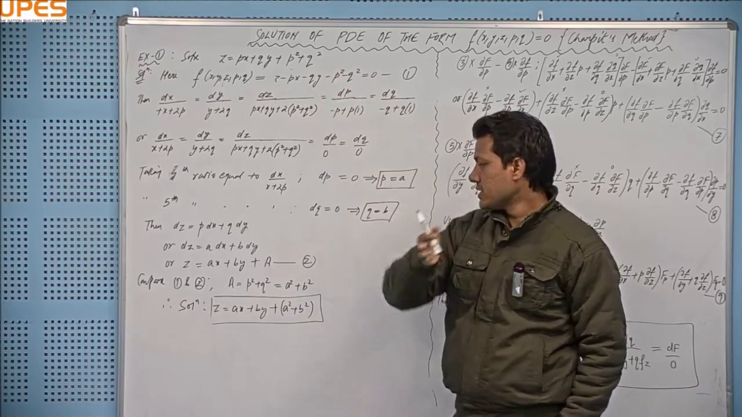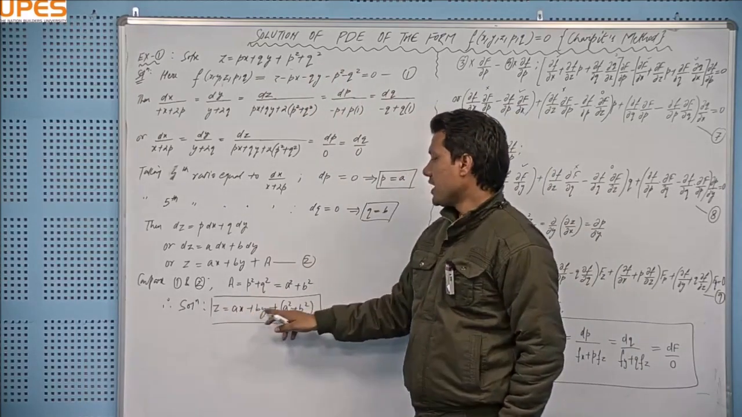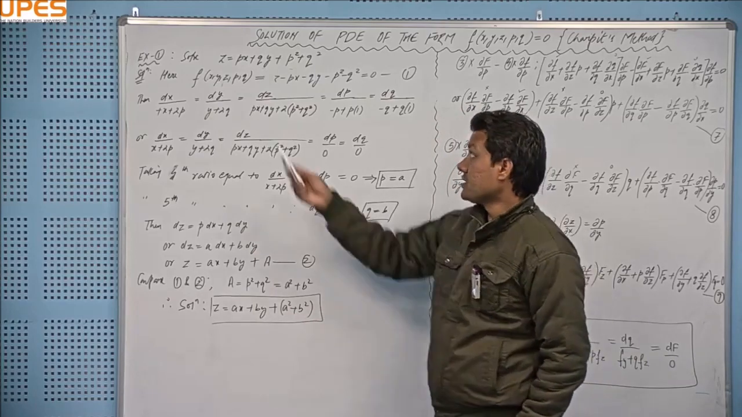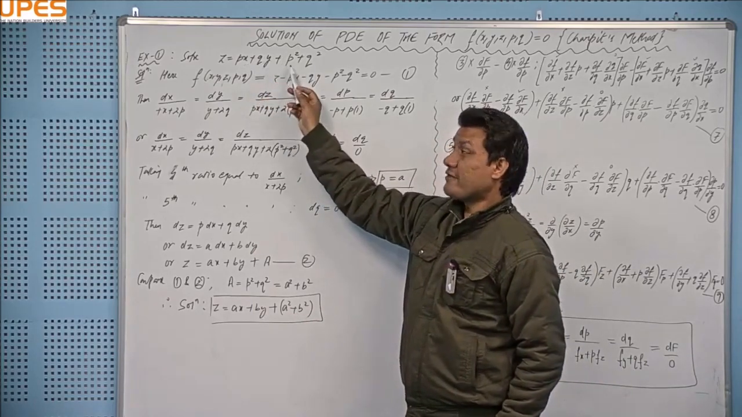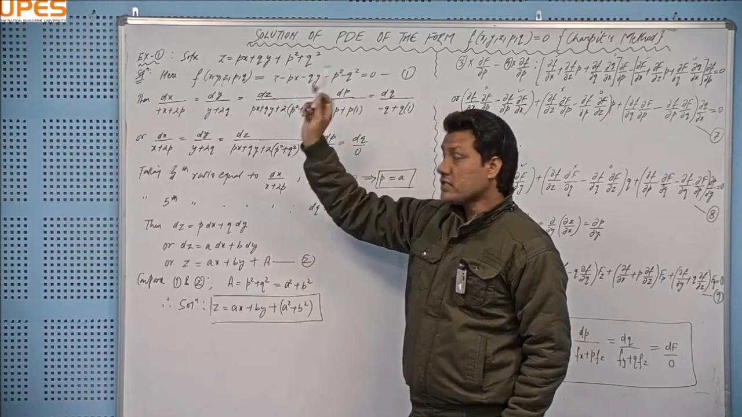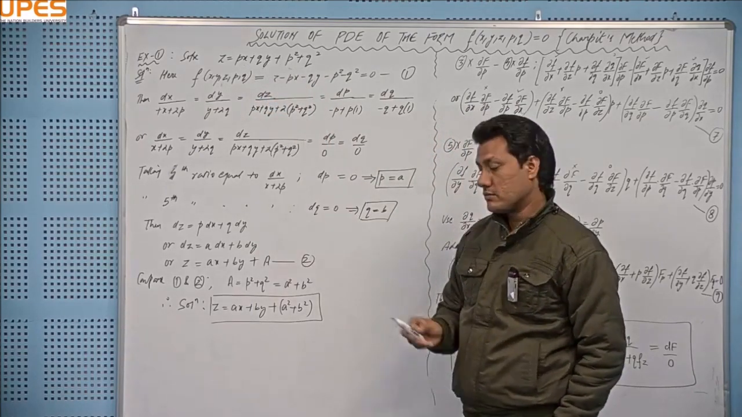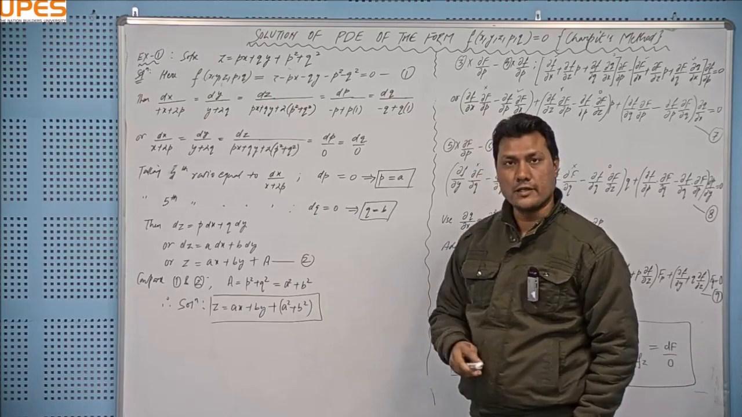Then the solution is always z is equal to ax plus by plus f of ab. This is called Clairaut's equation, right? z is equal to px plus qy plus f(p,q). The solution is z is equal to ax plus by plus f(a,b). You can write the solution directly, right?